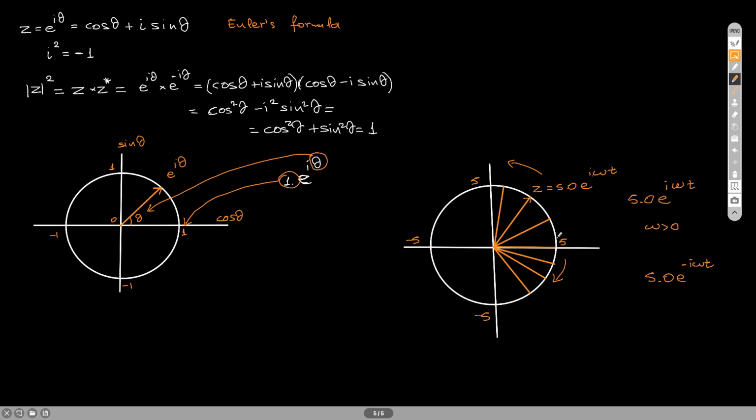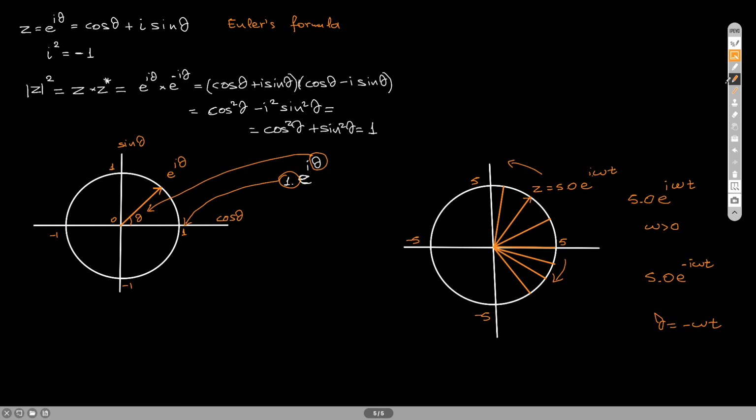And this is a result of the fact that I explicitly have t, time, in what determines the angle. So I can write it here: theta is minus omega t, right? If my angle is determined by the time and depends on time, then it makes sense that the complex number is going to be moving on this circle.